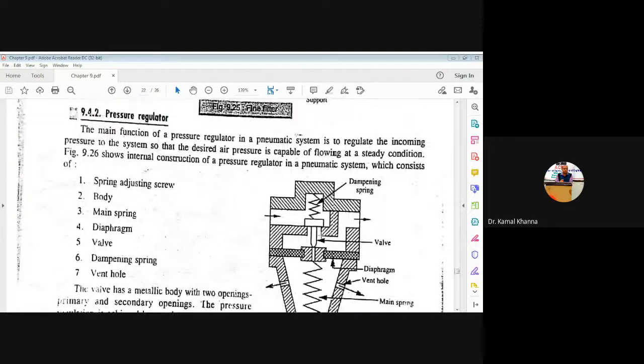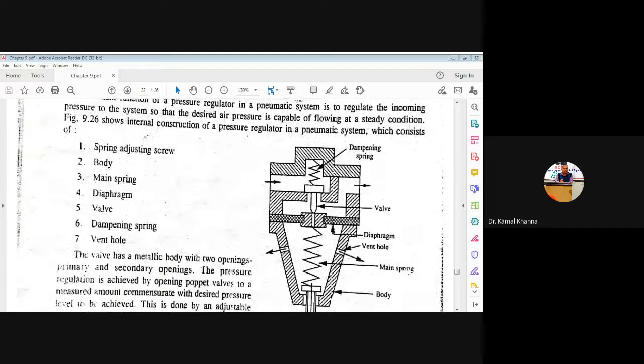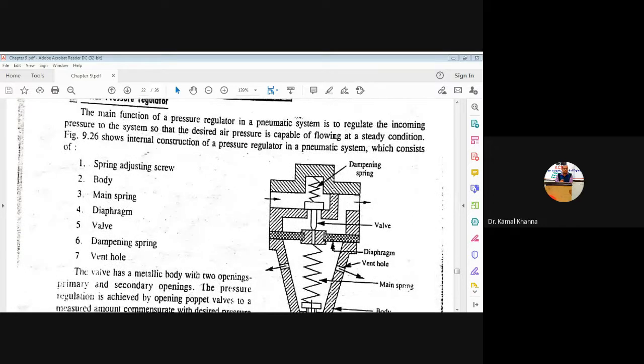Next is the pressure regulator. So what is the function of the pressure regulator? The main function of the pressure regulator in the pneumatic system is to regulate the incoming pressure of the system so that the desired air pressure can flow under steady conditions. Whenever the air is supplied to the pneumatic system, the pressure regulator is maintaining the pressure of the compressed air within the system.